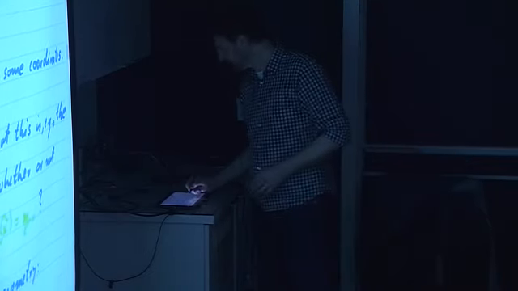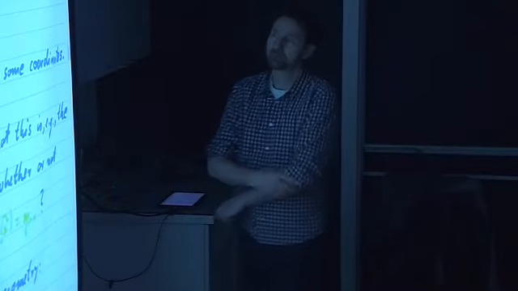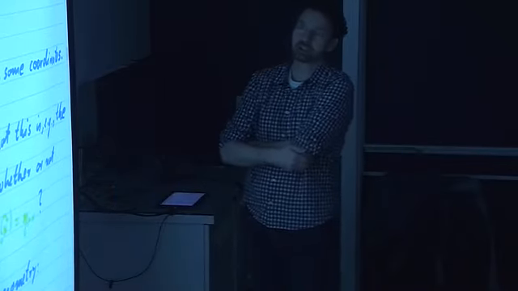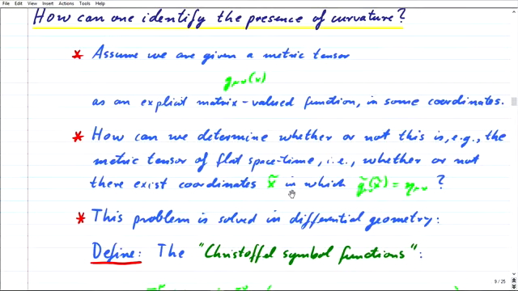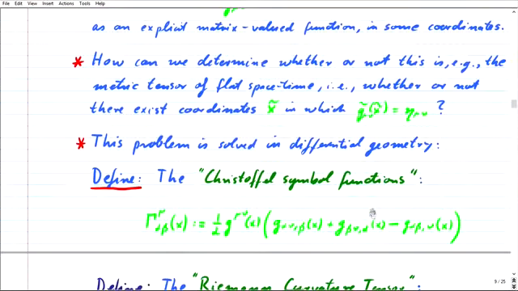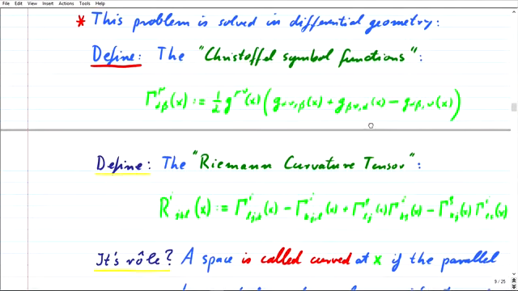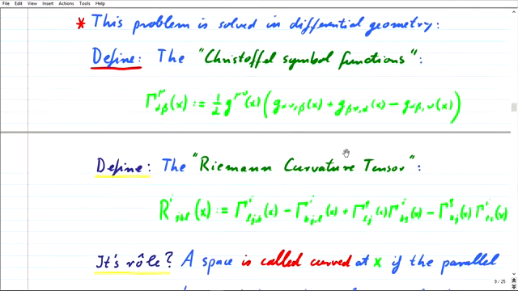There is a better way. So assume we're given the metric tensor g_{μν}(x) as an explicit matrix-valued function in some coordinate system. Now, how can we determine whether or not this is, for example, flat space-time written down in some funny coordinates? This problem can be solved by using methods of differential geometry.